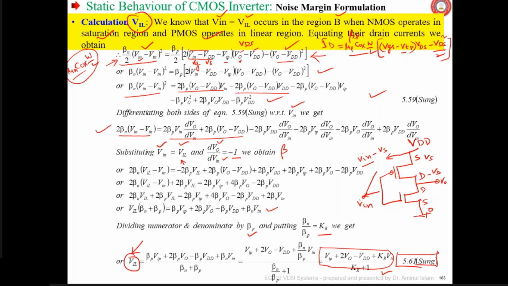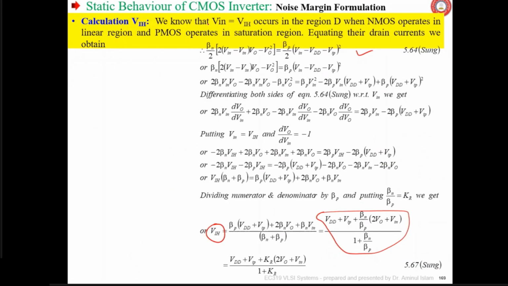Take this snapshot and check each step. If there is any mistake anywhere, you can tell me later on. These steps are not all given in the book; only the results will be given. Maybe this equation will be given briefly. I have expanded it so that you can understand easily. So you have got the VIL value in this form, equation 5.61.